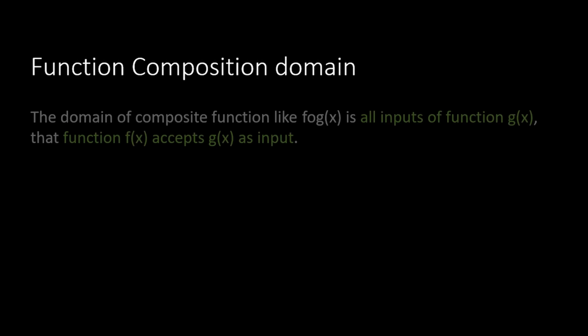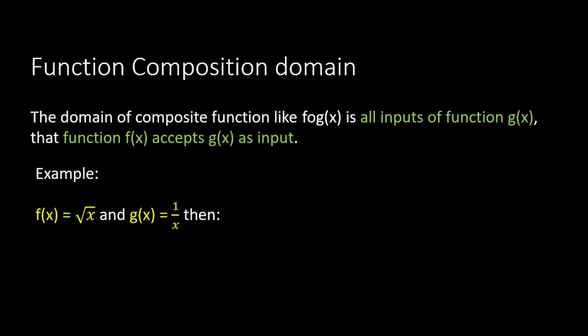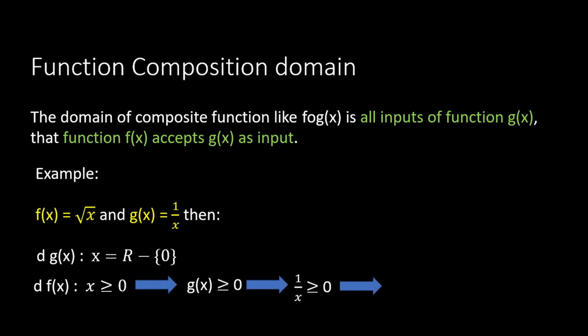Suppose f(x) equals the square root of x and g(x) equals 1 divided by x. The domain of g is all real numbers except 0, because dividing by 0 is undefined. The domain of f is all non-negative numbers, because you can't take the square root of a negative number. For the composition f of g of x, g(x) must produce outputs valid for f. Since g(x) is 1 divided by x, it has to be greater than or equal to 0. So the domain of f of g of x is all positive numbers greater than 0.